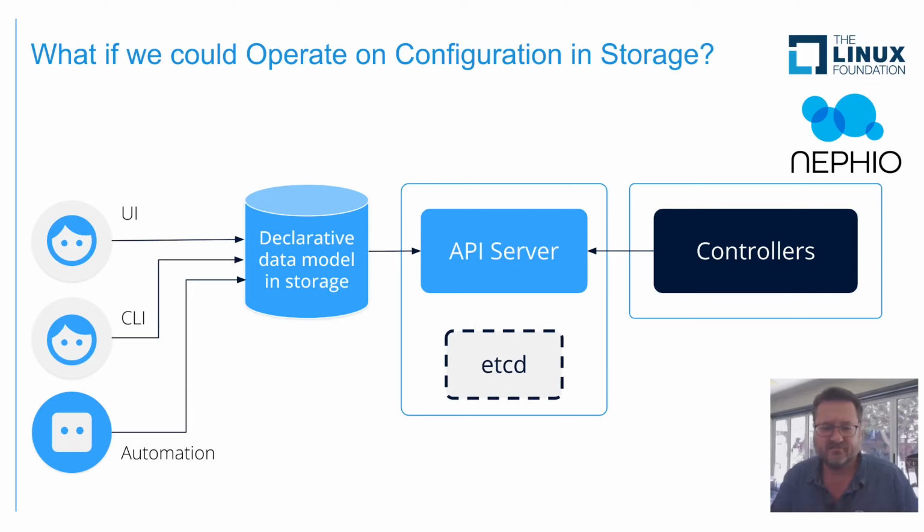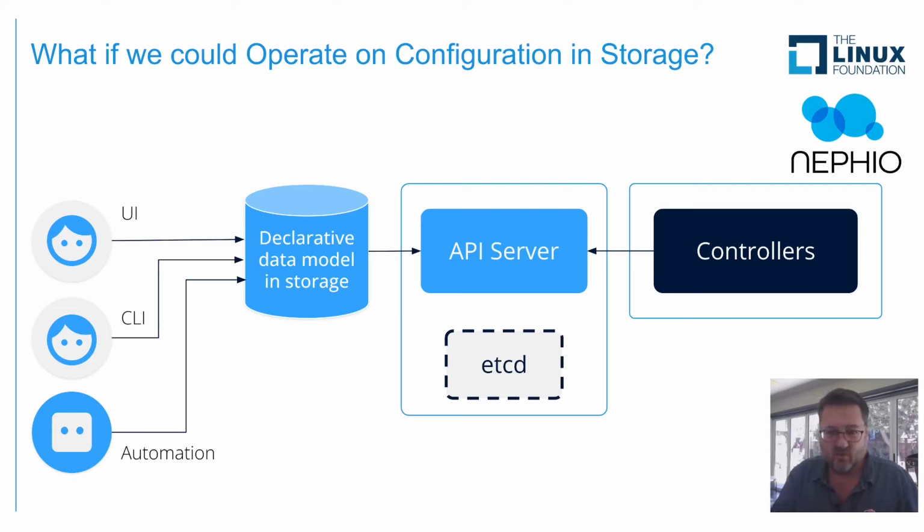GitOps really pioneered this, where you're storing your manifests in Git and everybody can see them, and you can use PRs or change requests to modify them, and they can be validated with tools. So GitOps, just plain old GitOps without Nephio, does start to get to this concept. The problem is that GitOps is very closely tied to Git, to the underlying storage mechanism, and GitOps doesn't dictate that there's any structure to the contents of that storage and that API server, declarative data model.